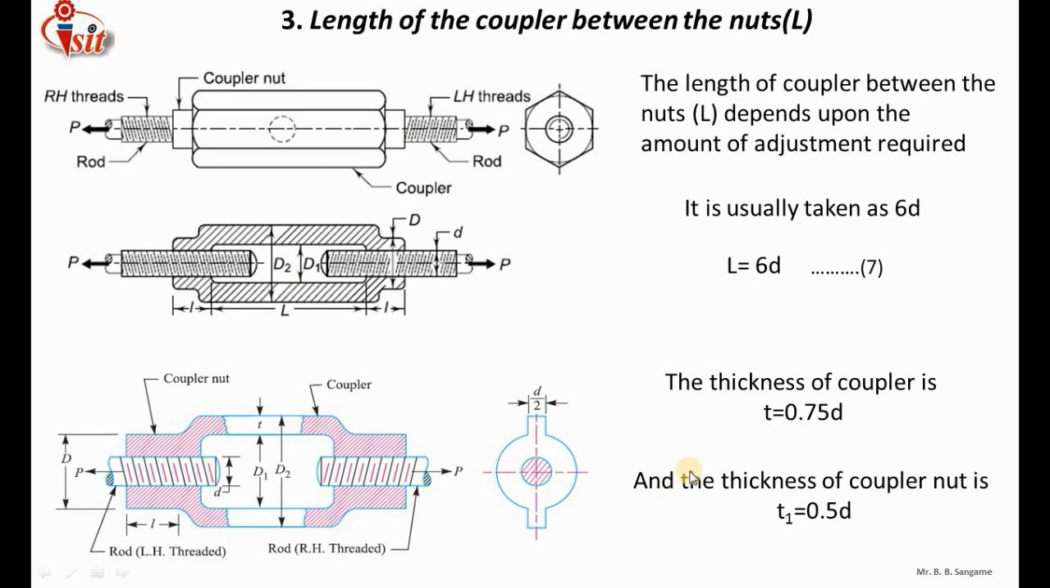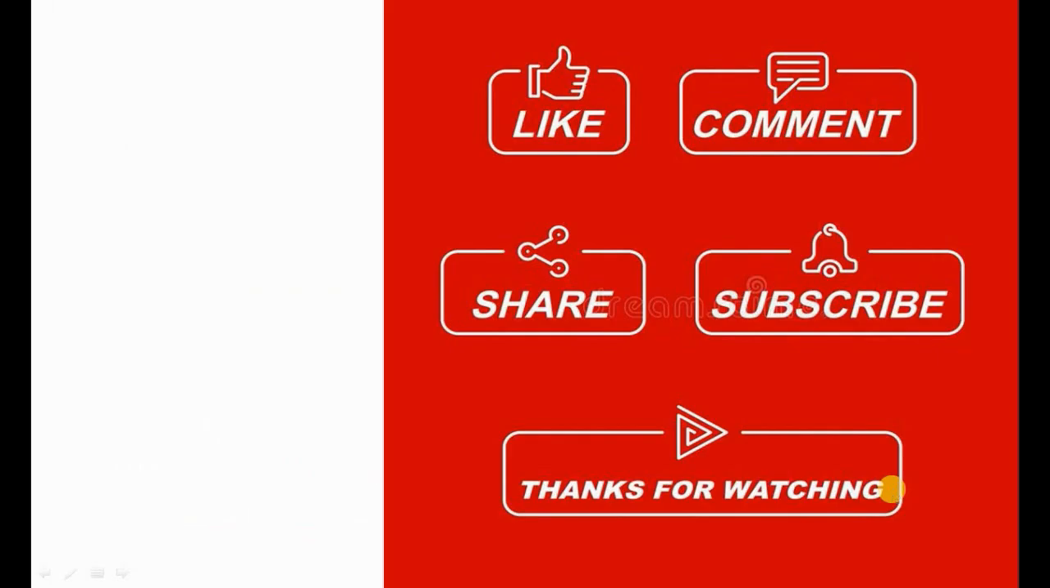The next is the wall thickness of coupler nut. This is the wall thickness. Here you can see the inside view, and this is T1. By using the empirical relation, T1 is equals to 0.5 into diameter of rod, we can calculate the thickness of coupler nut. By using all these equations, we can calculate the various dimensions of turnbuckle.